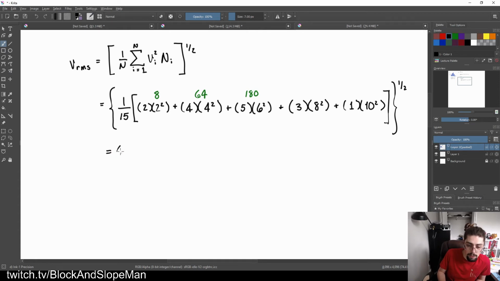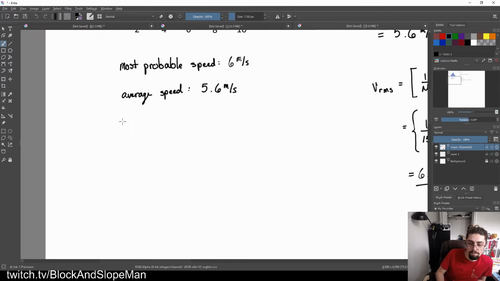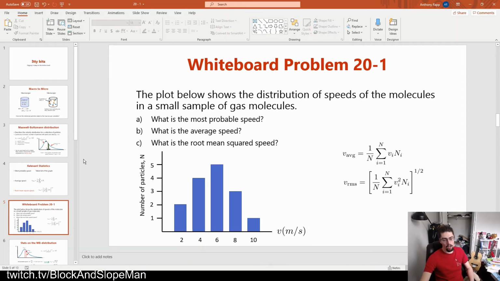But I've done this ahead of time, so when I plug in this value at the very end, I find something like 6.02, and I like that 6.02 just because it really says I didn't just pull the most probable value. This was an actual calculated thing. And that's what we would find for that one. Root mean square speed. But realistically, 6.0.